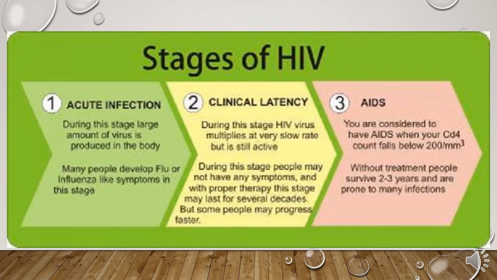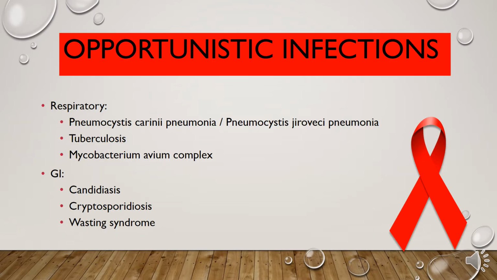And this is also a nice little chart that talks about the stages of HIV. So again, there's that acute infection and there's that latency phase where it's there, but it's just not symptomatic, and then eventually they'll progress on to AIDS. So moving on, we're going to talk about opportunistic infections. Your book on Burke on page 254 will talk about this.